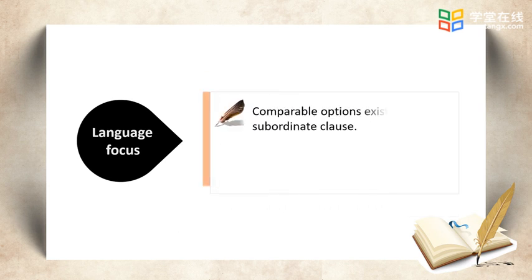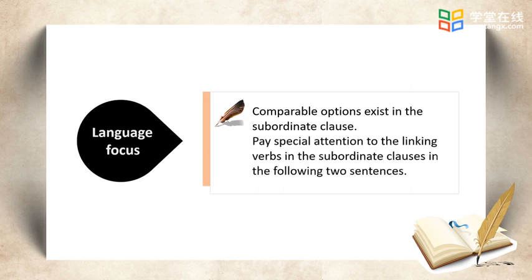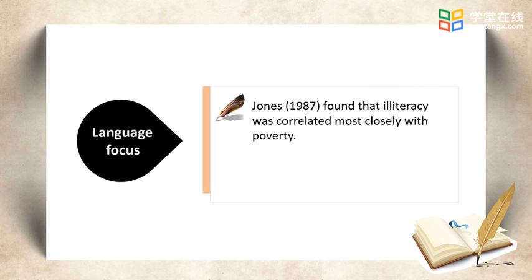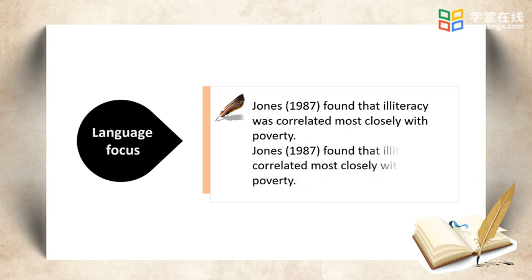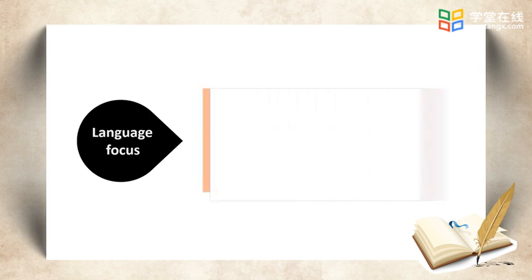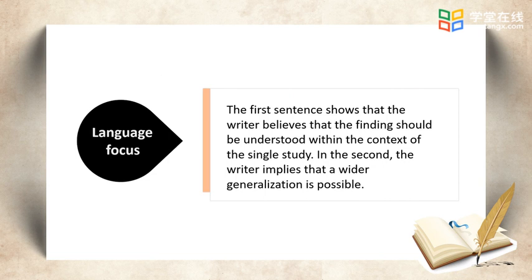Comparable options exist in the subordinate clause. Pay special attention to the linking verbs in the subordinate clauses in the following two sentences. Jones found that illiteracy was correlated most closely with poverty. Jones found that literacy is correlated most closely with poverty. The first sentence shows that the writer believes that the finding should be understood within the context of the single study. In the second, the writer implies that a wider generalization is possible.